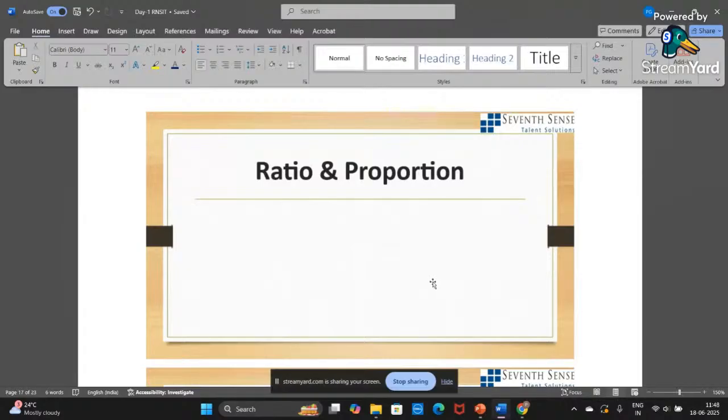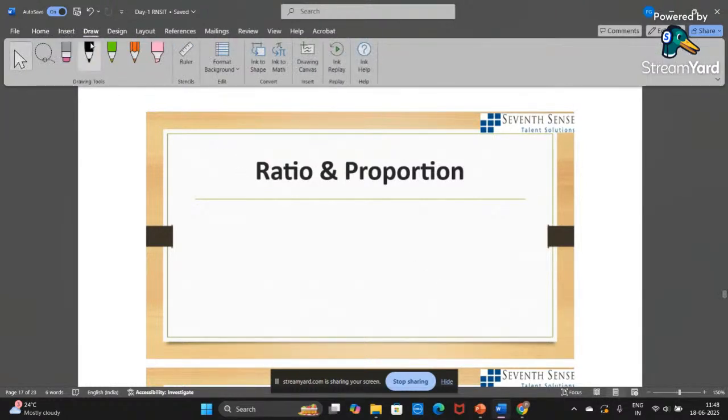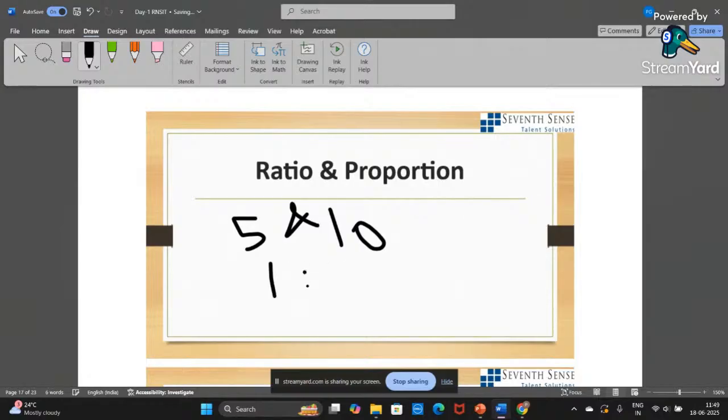Okay, we'll begin with the session, and this session topic is ratio and proportion. It is nothing but comparing between two quantities. Let us take an example, 5 and 10. What is the ratio of 5 and 10? It is 1 is to 2. That means we are comparing between two quantities. So let us think of it as 5 liters and 10 liters. They're in the ratio of 1 is to 2.